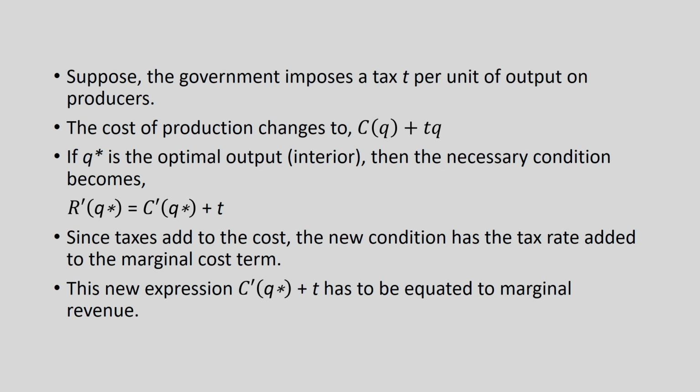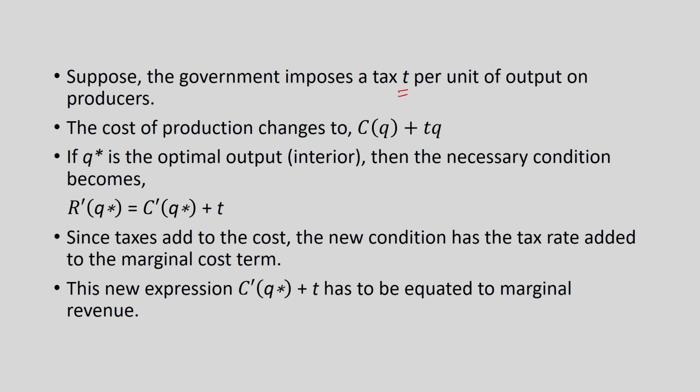Now, let us introduce government tax in this scenario. Suppose the government imposes a tax of small t per unit of output on the producers. So, if the producers produce q units of output, then for 1 unit of output they have to pay small t to the government, right.